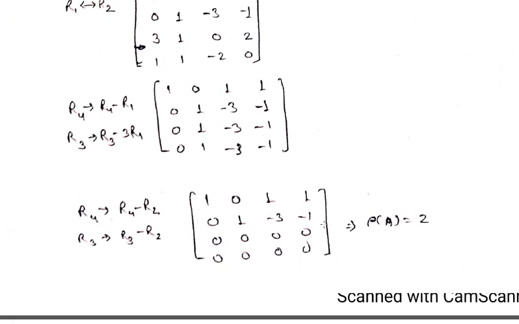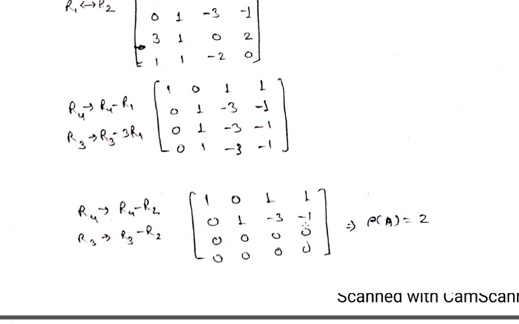This resultant form is known as the echelon form of the given matrix. The number of non-zero rows in the resultant echelon form is the rank of the given matrix. Here the number of non-zero rows is 2 only. That's why the rank of the given matrix is 2.